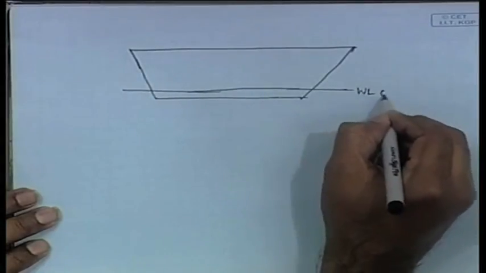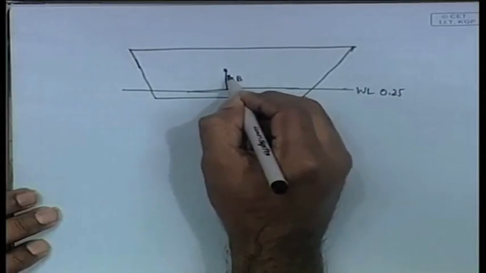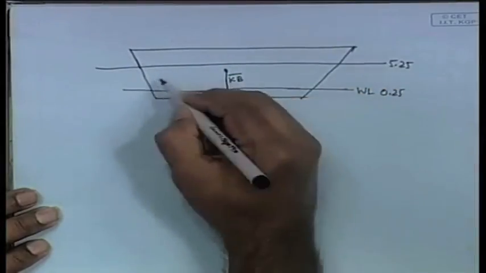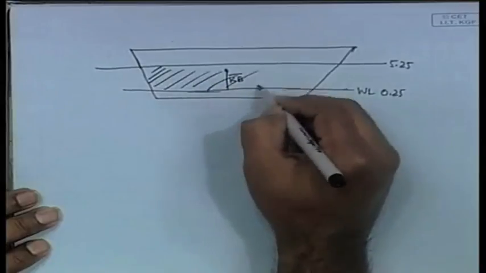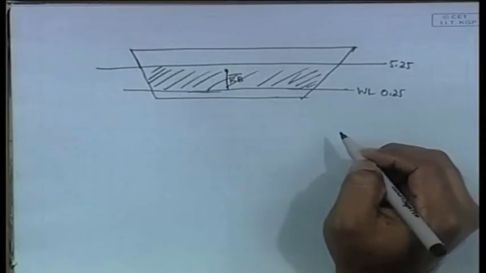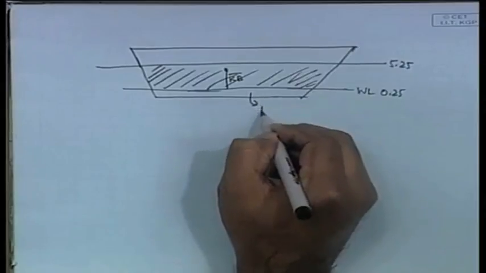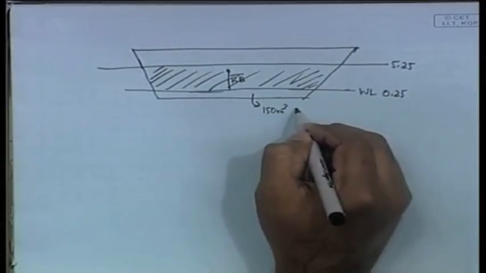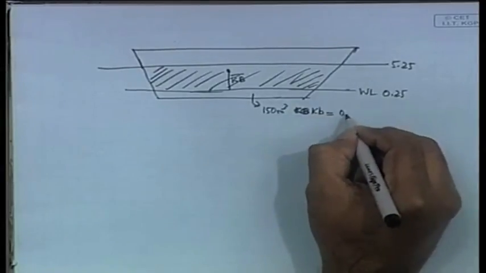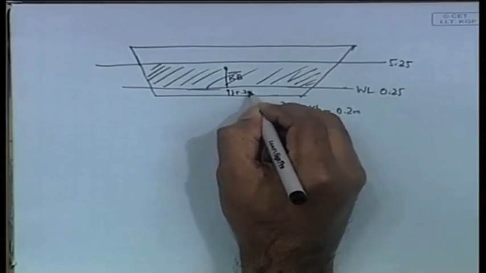So, this is waterline 0.25. You will get the Kb from this. Let us say that this is 5.25, this is given as a draft. So, you will get Kb of this volume. You won't get anything about this. That is why they have said that below 0.25 there is an appendage volume of 150 meter cube, and that volume has a Kb, let us call it small kb, Kb equal to 0.2 meter. The Kb of this volume, this distance, is 0.2 meter.